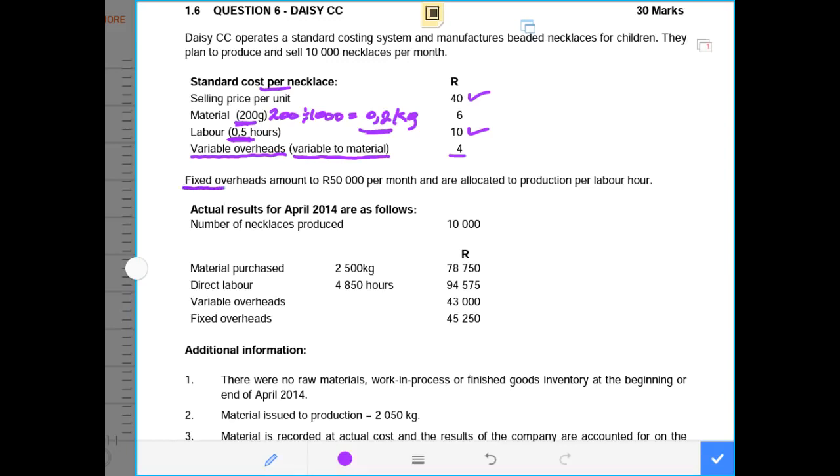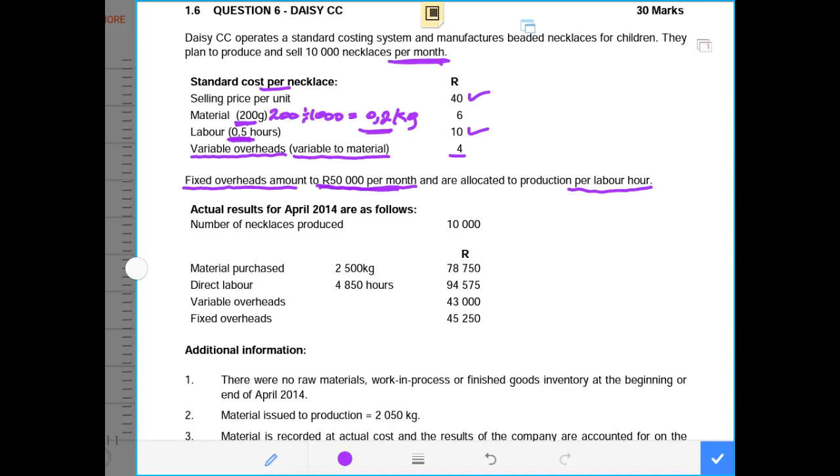It further says that fixed overheads amount to 50,000 per month. So remember, the information that is provided to us is per month, also the standard which is above. Then the 50,000 of the fixed overheads are per month too, and they are allocated to production per labor hour. So it means if there will be a need for us to calculate the predetermined overhead rate, we have to calculate it using the base of labor hours.